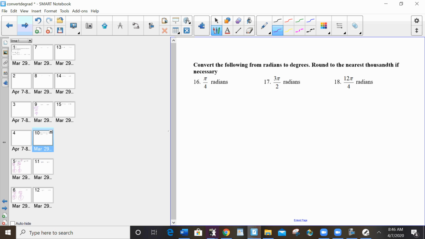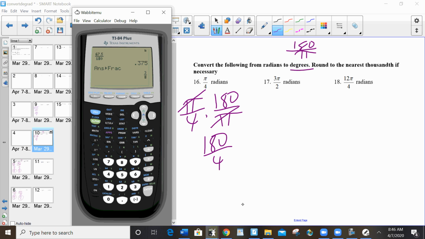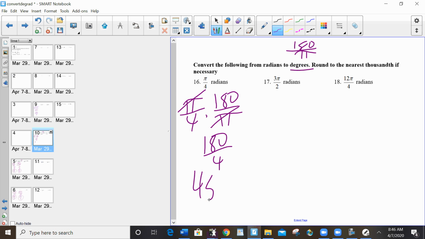Other direction, I want to convert pi over 4 radians to degrees. If I want to convert to degrees, then the 180 goes on top. So pi over 4 times 180 over pi. Pi's cancel. I'm left with 180 over 4. Use the calculator if you want. 180 divided by 4 is 45 degrees. So again, to convert to degrees, I'm multiplying by 180 over pi. Most of the time, the pi's will cancel. I'll show you an example of what happens where that doesn't happen, and you go from there.